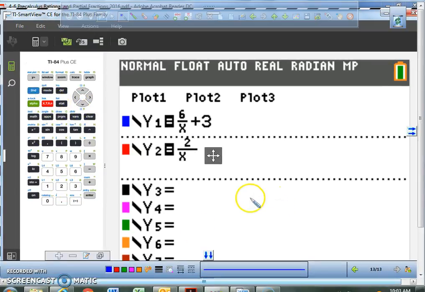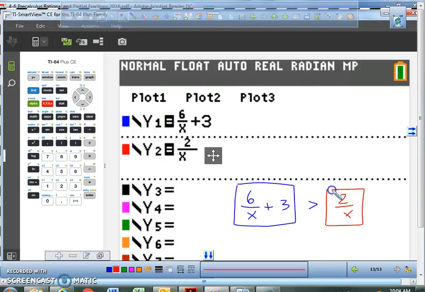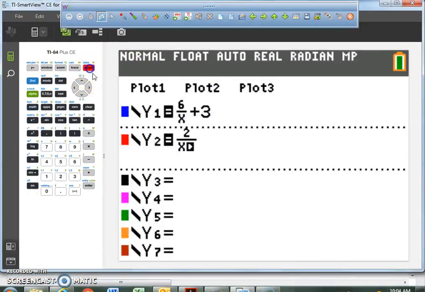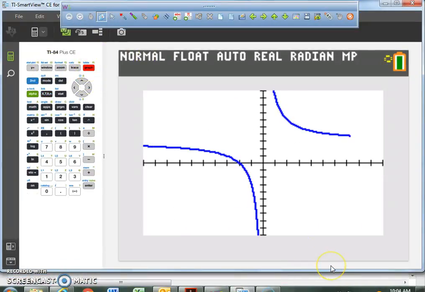Now, before I hit graph, I want you guys to understand, once again, we are going to look at the graph where the y values of this graph are greater than the y values of the other graph. So we're going to look for the blue y values, because remember we hit y equals, and we're going to see where they are bigger than the red y values. So once you guys hit graph, let's look at the blue y values and the red y values.